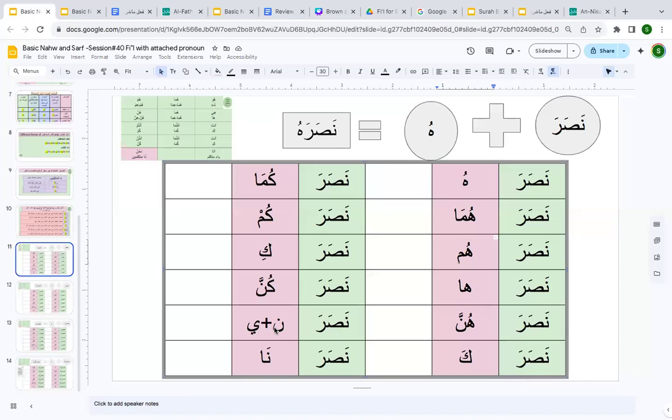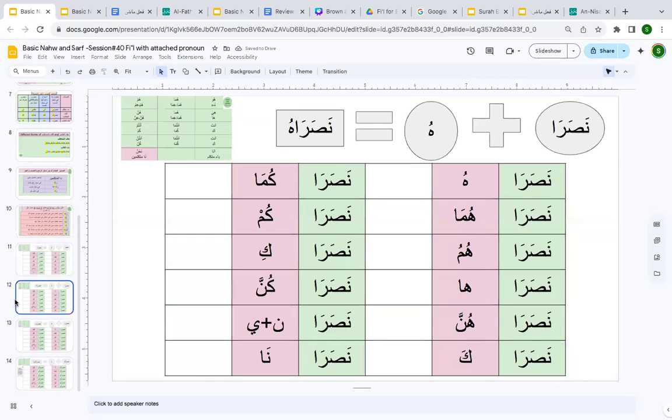Nasarani, he helped me. And nasarana, he helped us. Now I want to change nasarana to we helped. Tell me what should I do to the word? How can I make it we helped? Nasarna. I will remove the haraka from the ra, and it is going to become we helped. Barakallahu feek, very well done.